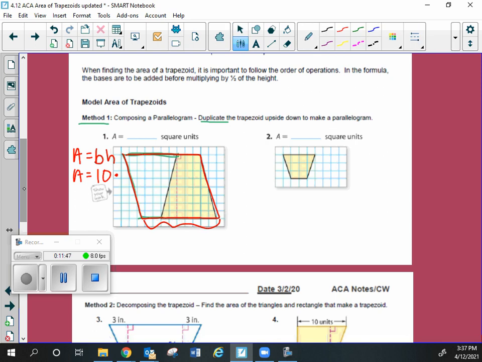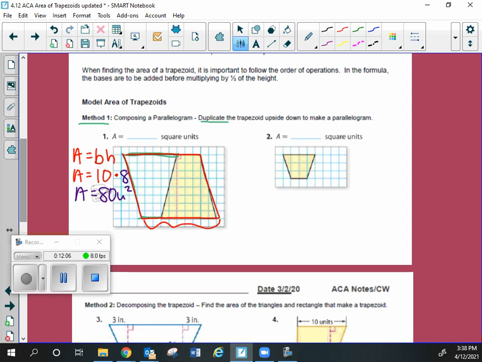I see that they did this dotted line right here. Perpendicular. Yeah, it has to be perpendicular. How many units tall is this thing? It is 8 units tall. Okay, so together the area of that whole thing is going to be 80 units squared. But I want to find the trapezoid.